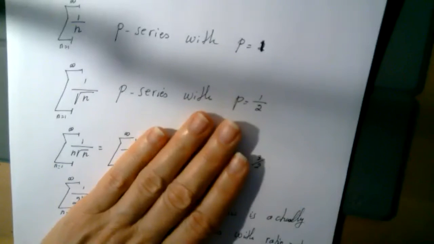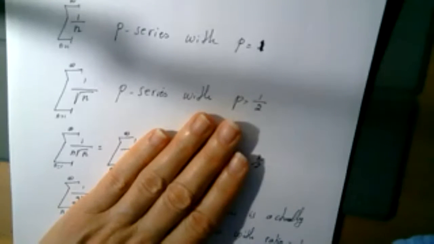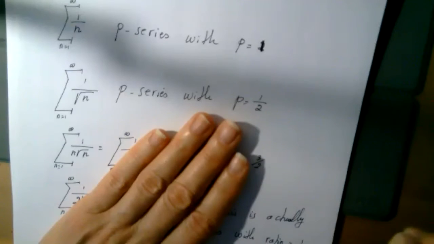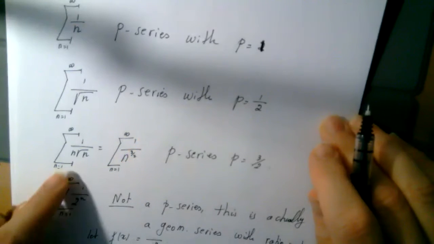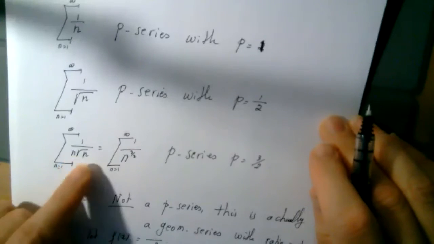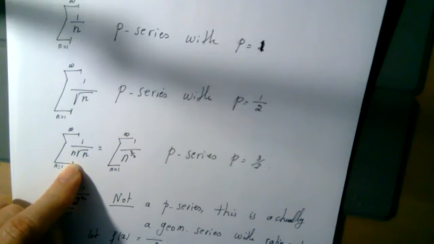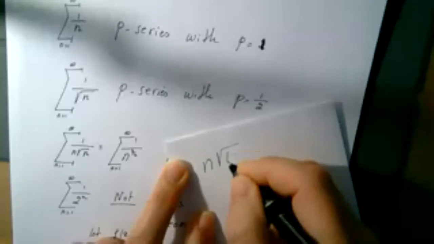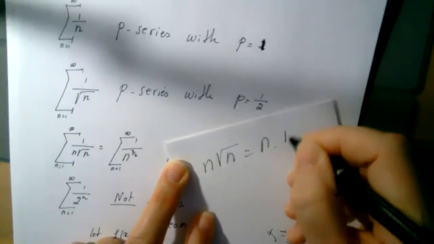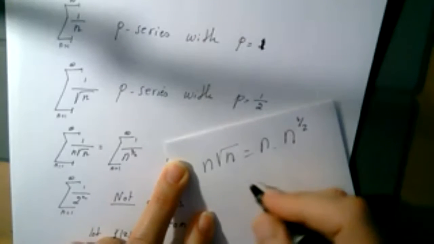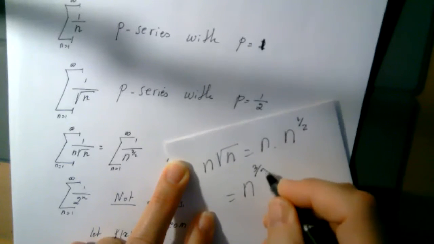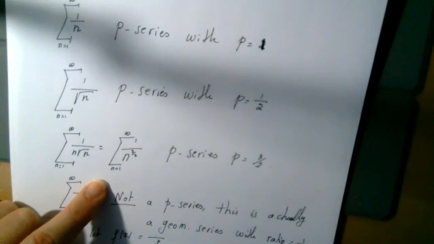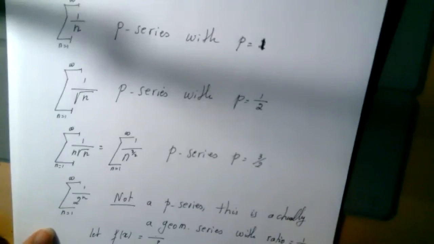Okay, is this a p-series? Does it have the form 1 over n to the power something? Yes, because n times square root of n is n times n to the power a half. Now by adding the powers, n to the power 3 halves. So this is sigma 1 over n to the power 3 halves. That's again a p-series where p is equal to 3 halves.